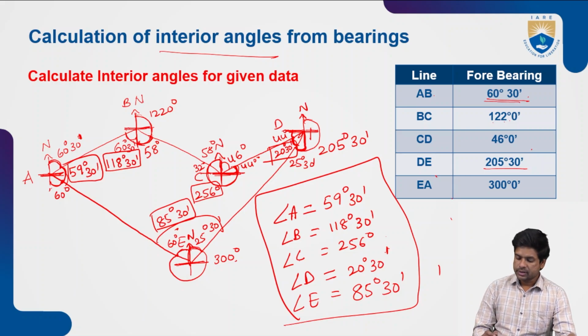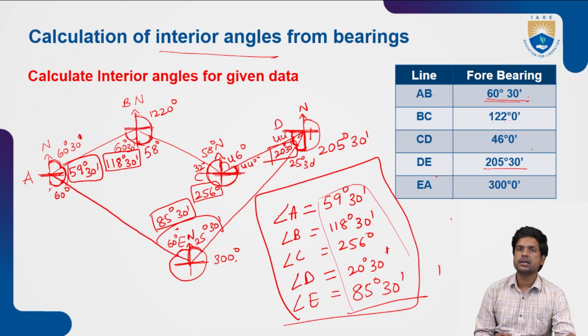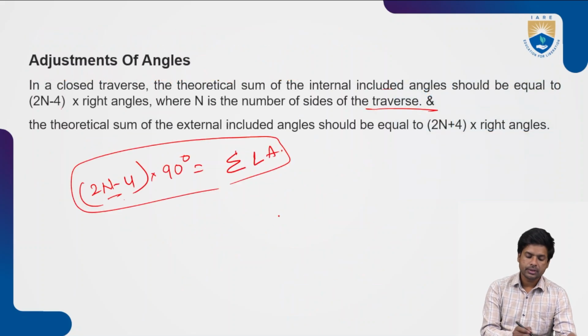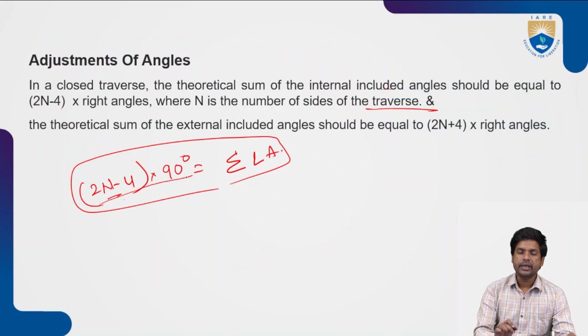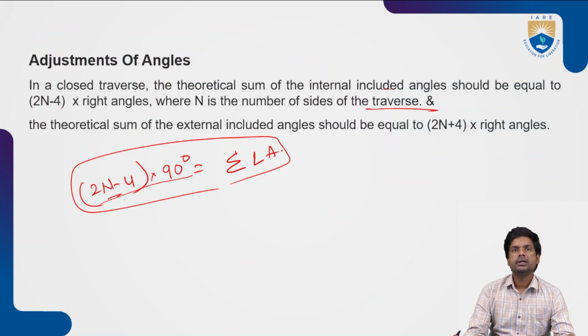So the total of these angles, if you add all the included angles, that should be equal to (2n minus 4) into 90 degrees. Then your calculated angles will be correct.